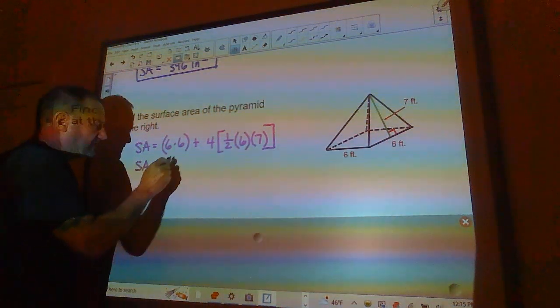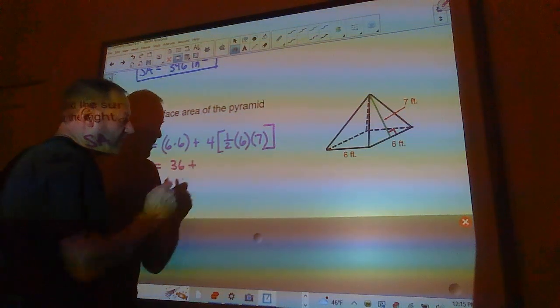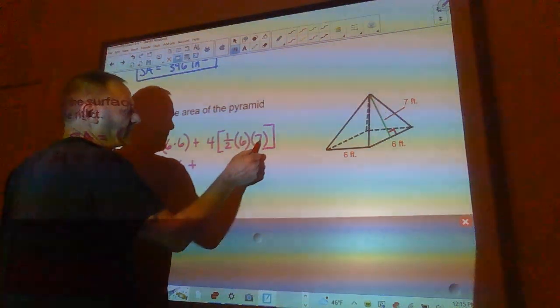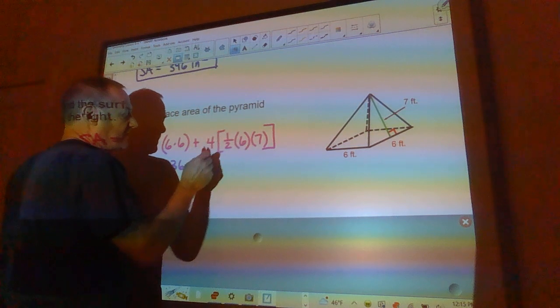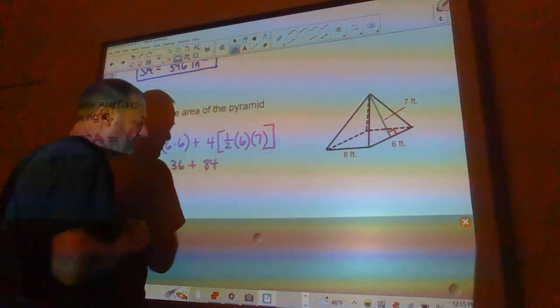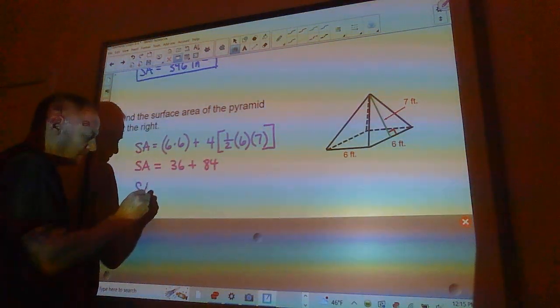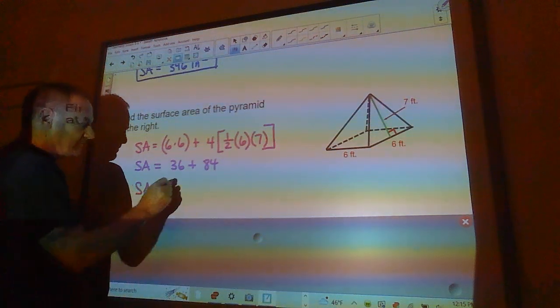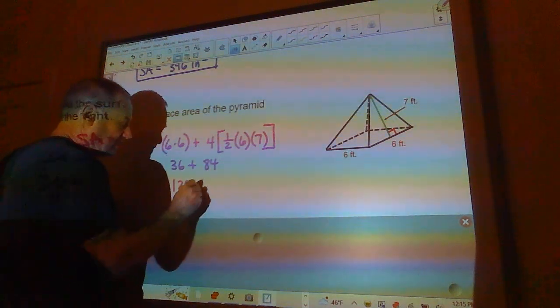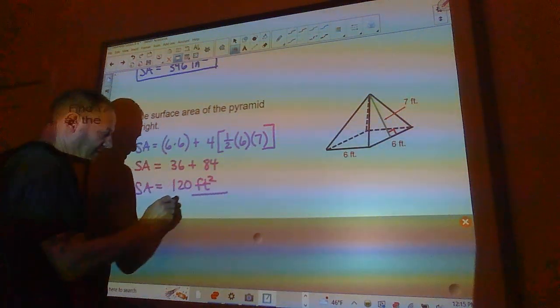Now we just have to figure these out. This is 36 plus 3 times 7 is 21, times 4 is 84. And so the surface area is going to be 120, and that's going to be square feet.